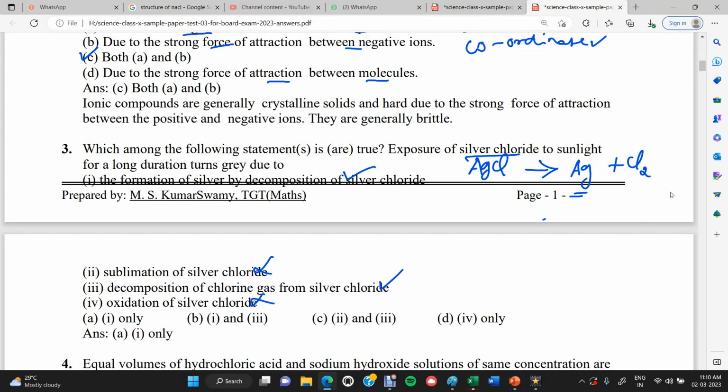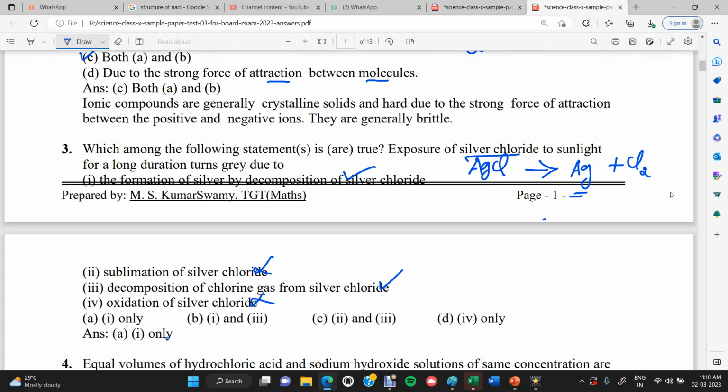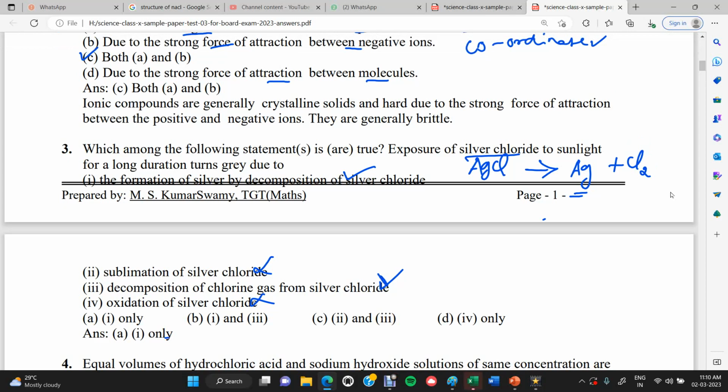Decomposition they are not accepting. So for decomposition we need not accept. Decomposition of chlorine gas from silver chloride, that's also right one. Anyhow, we did not accept this one. So the first only is the right answer. Clear? But this is also a right answer, but anyhow, we can go with the board. Okay. Next question.